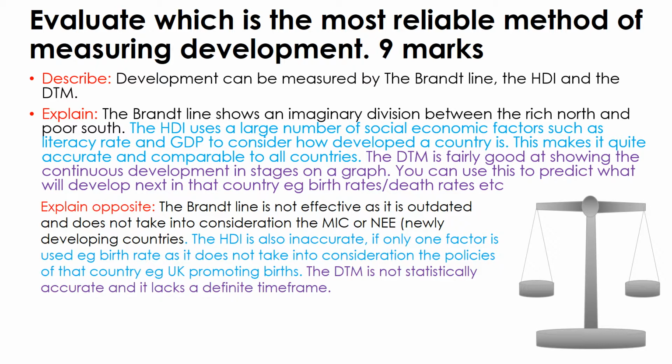However, the Brandt Line is not as effective as it's outdated and it doesn't take into consideration changes since the model was developed, for example, the newly industrialised countries or the newly economically developed countries. The HDI is also inaccurate if you use only one factor, for example birth rate, as it doesn't take into account the policies of that country, for example the UK promoting births.